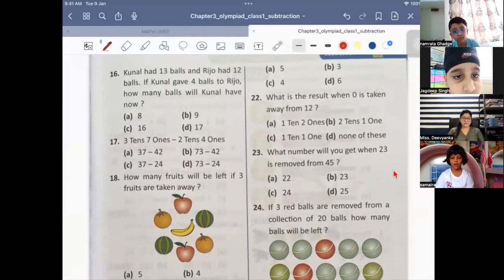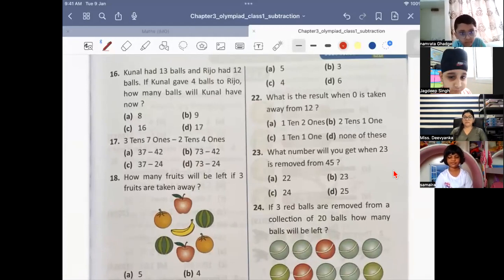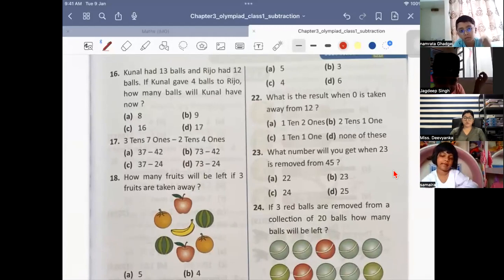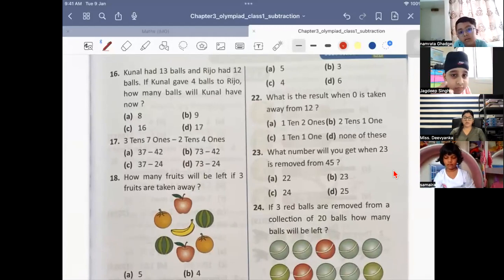Okay, now next questions. Back to Ayansh. Kunal had 13 balls and Rijo had 12 balls. If Kunal gave 4 balls to Rijo, how many balls will Kunal have now?